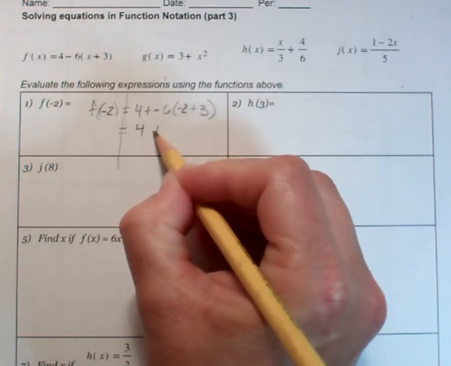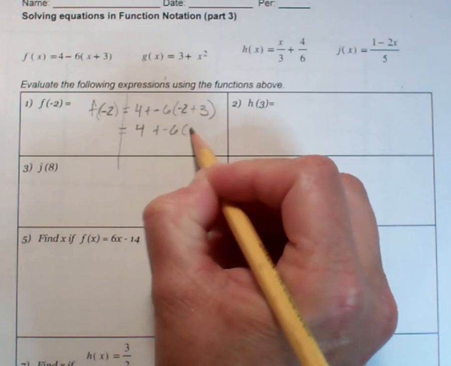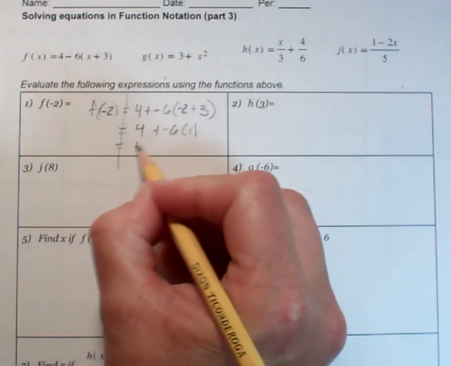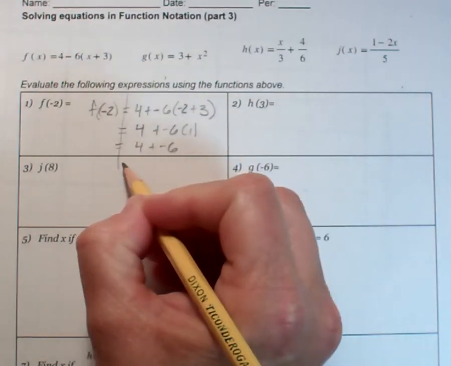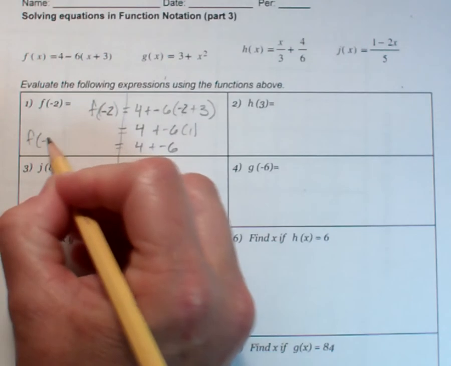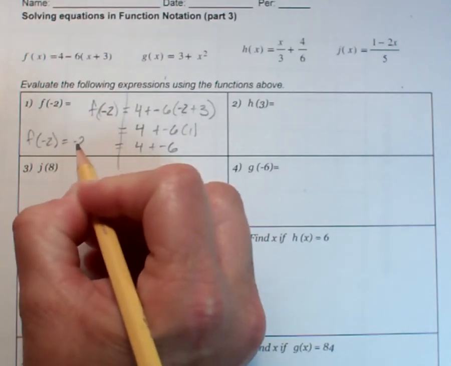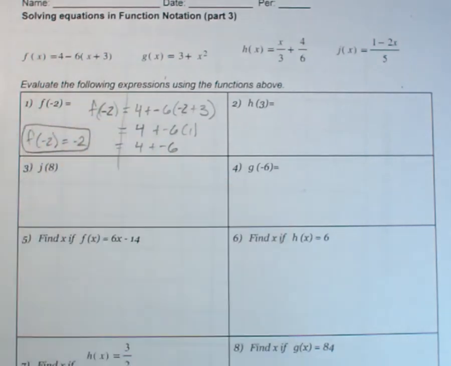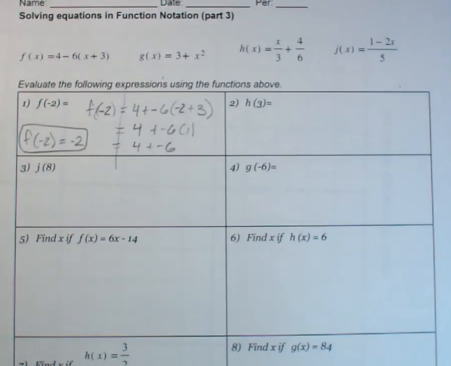So let's just do that. So negative 6 times 1. So I got 4 plus negative 6. So f of negative 2 is equal to negative 2. How'd you know? Let's hope you did great. I'm going to say good job. I bet you got that one right.